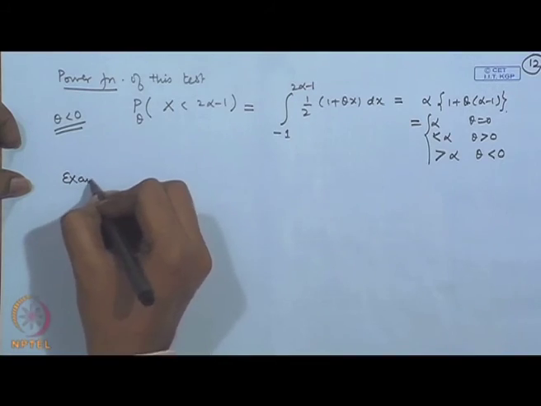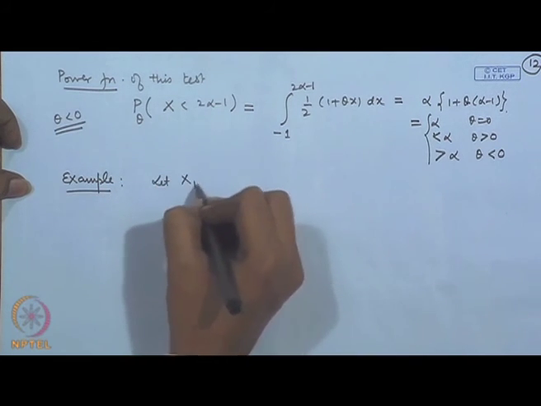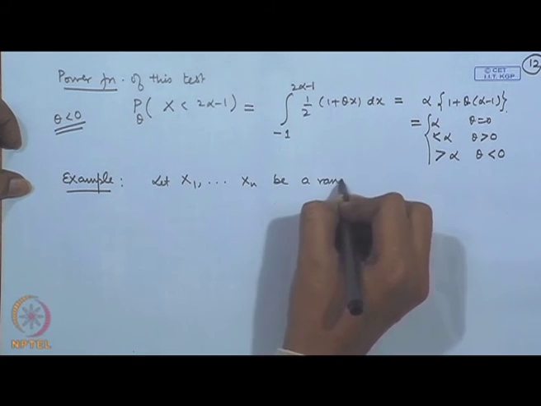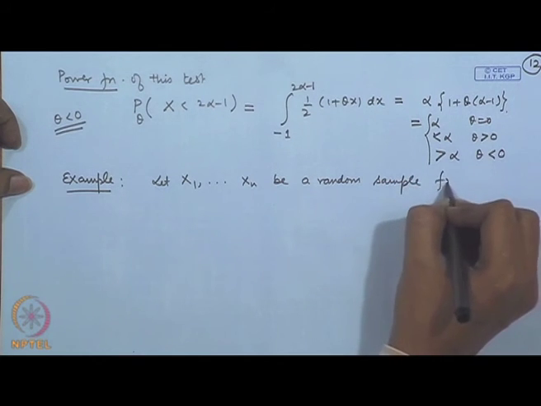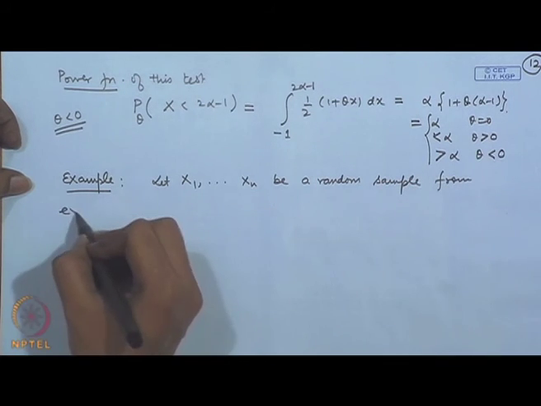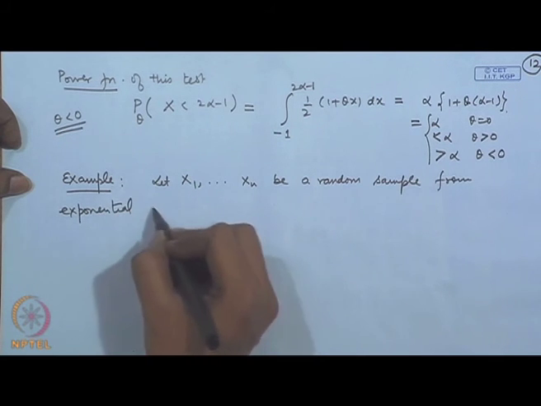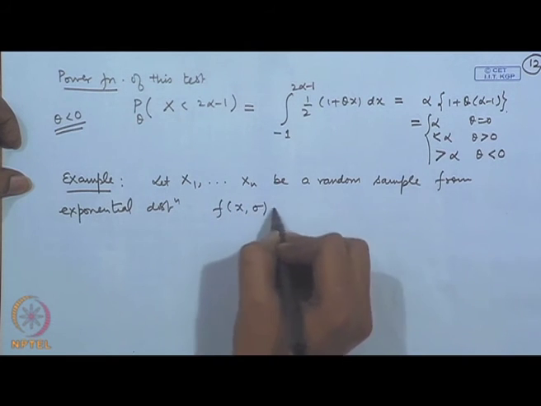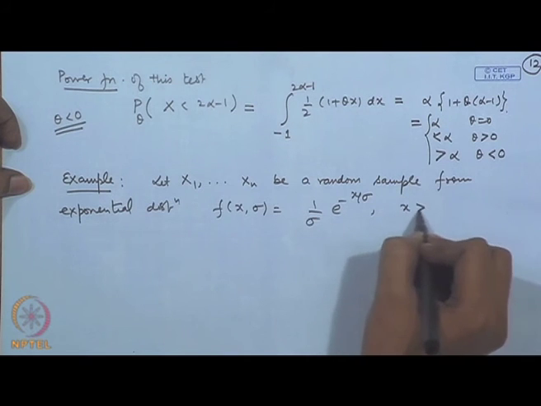Let us consider here the exponential distribution. Let x 1, x 2, x n be a random sample from the exponential distribution. So, we are considering simply the one parameter exponential distribution with a scale parameter setup.